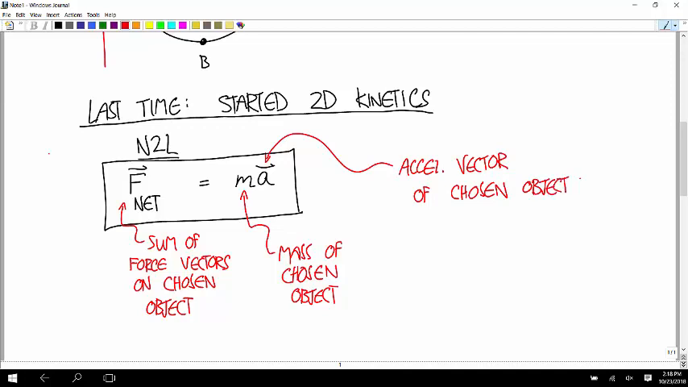And it turns out the different points on an object can have different accelerations if the thing is rotating. And so the point that we're concerned with is the object's center of mass. Center of mass. And since mass is always positive, the direction of the net force is always the same as the direction of the acceleration of the center of mass.